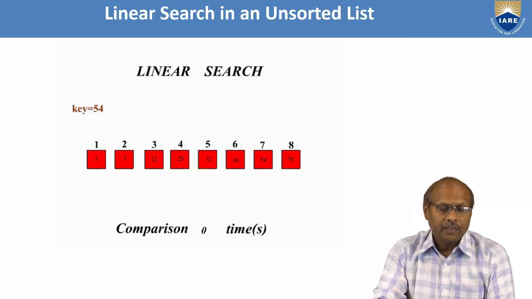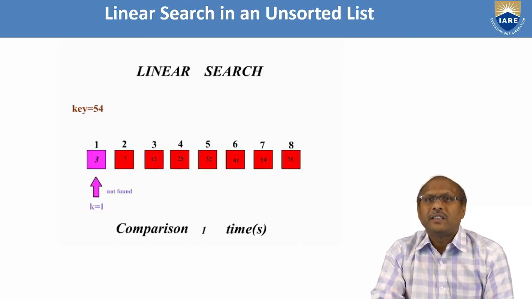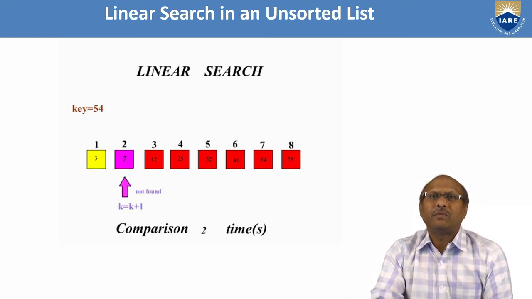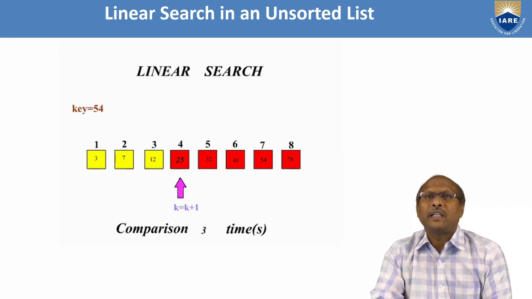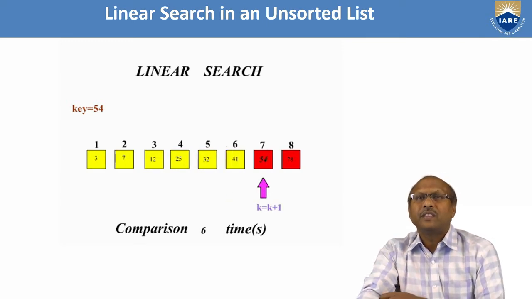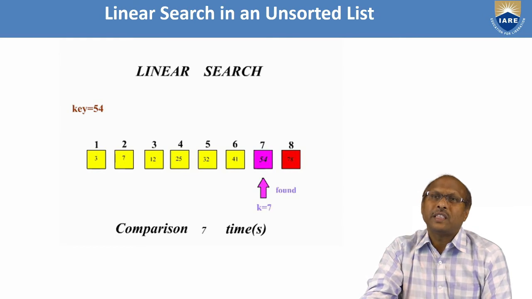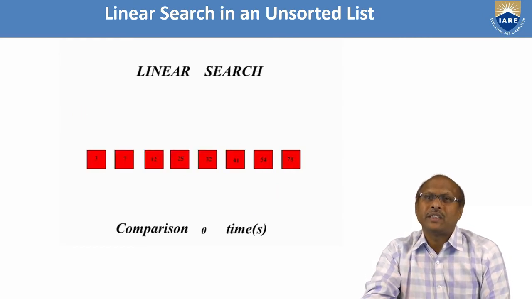Please observe the linear search. Assume I have a set of items: 3, 7, 12, 35, 32, 41, 54. My key value is 54. Whether value 54 is found or not. Yes, it is found. So in the 7th location, the data is found.